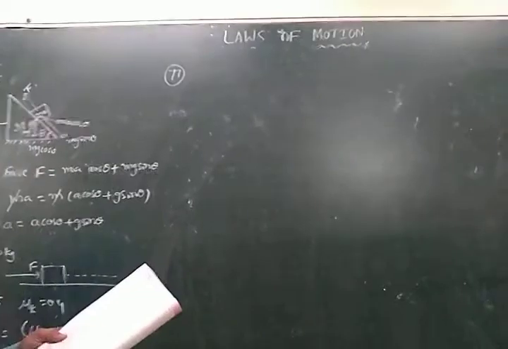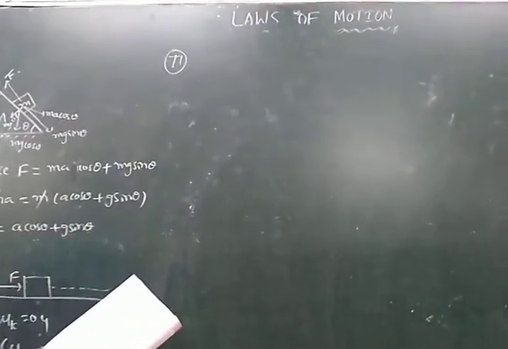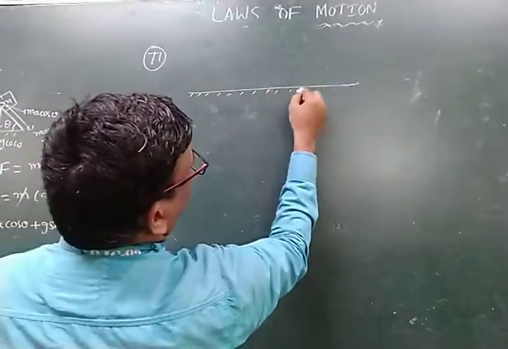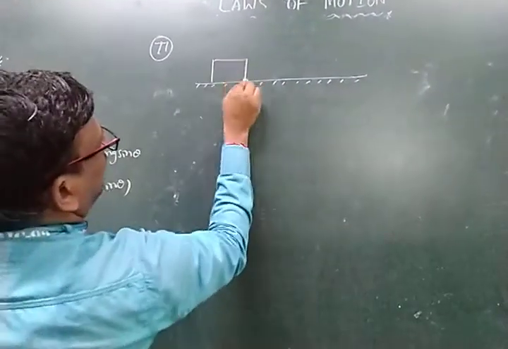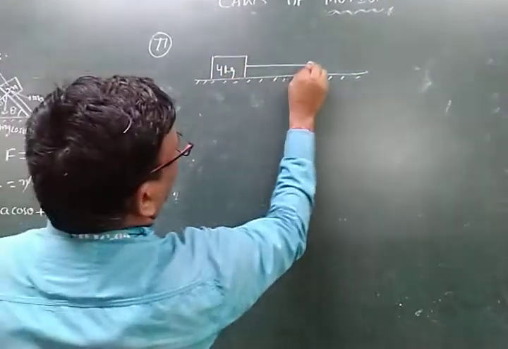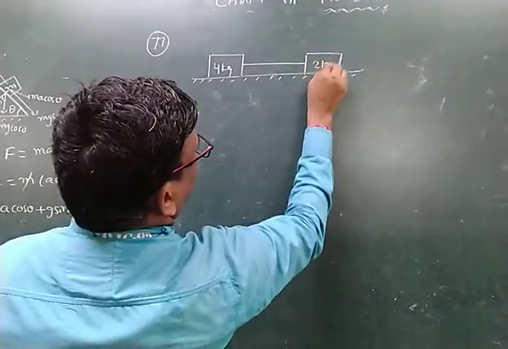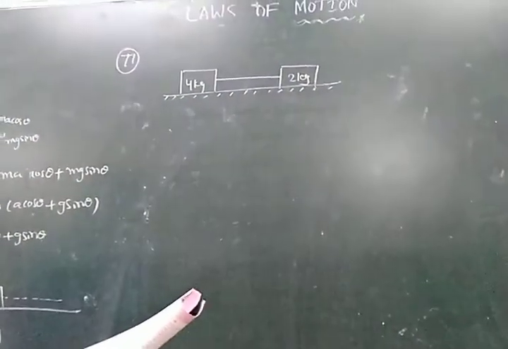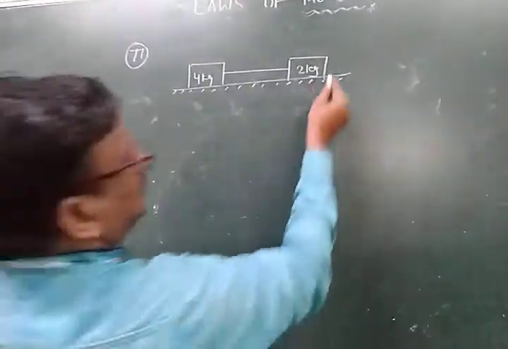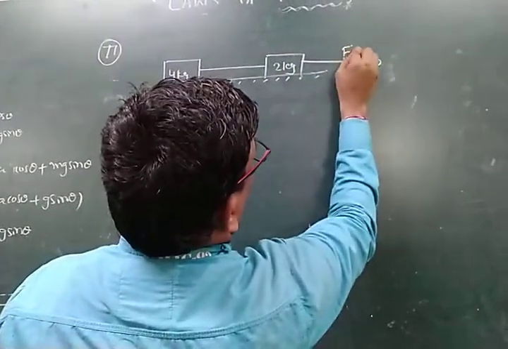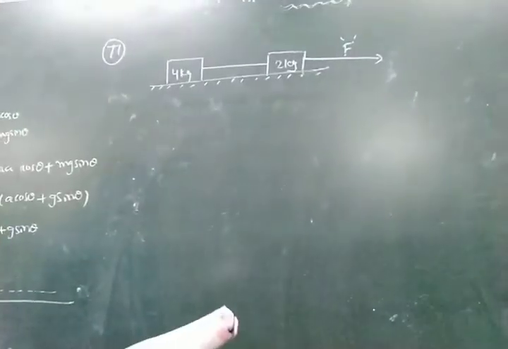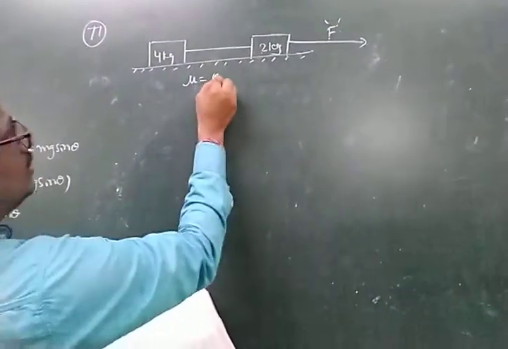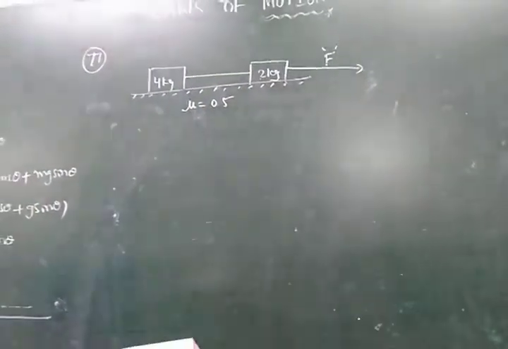Two blocks of masses 4 kg and 2 kg are connected by a string. See, this is the horizontal surface. Here the first body is 4 kg, connected with the string to another one of 2 kg. The string is placed on a rough horizontal surface, and the 2 kg block is pulled with a constant force F. The coefficient of friction between the block and the ground is given as 0.5. What is the value of F?